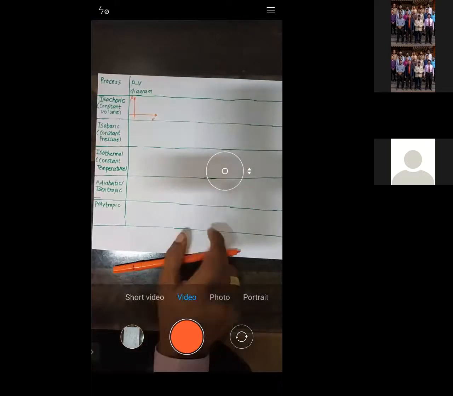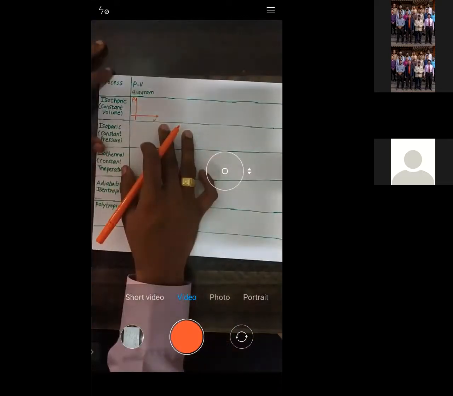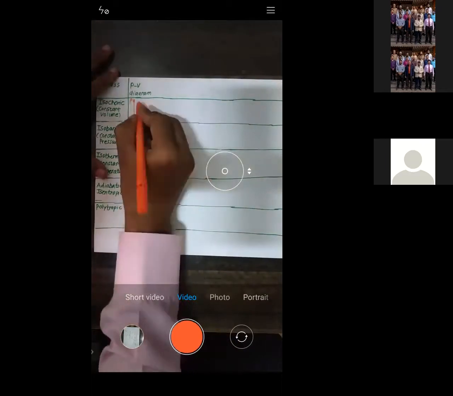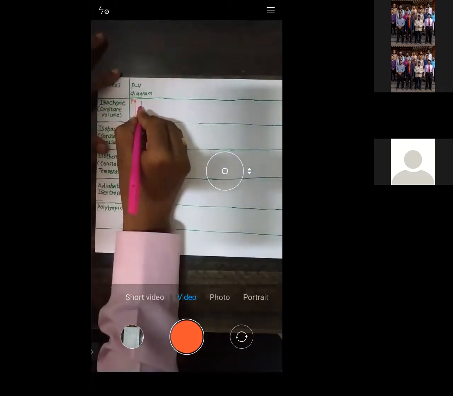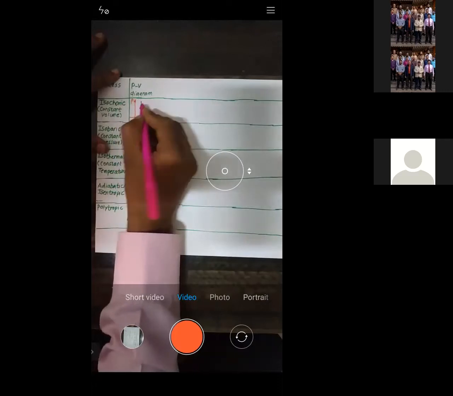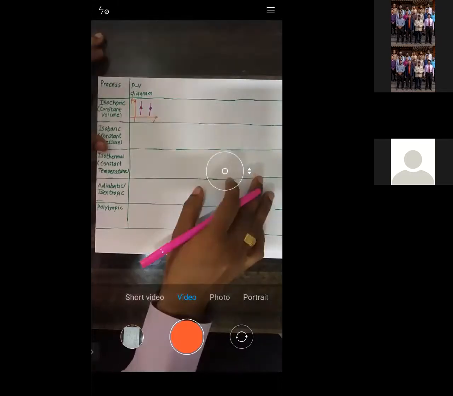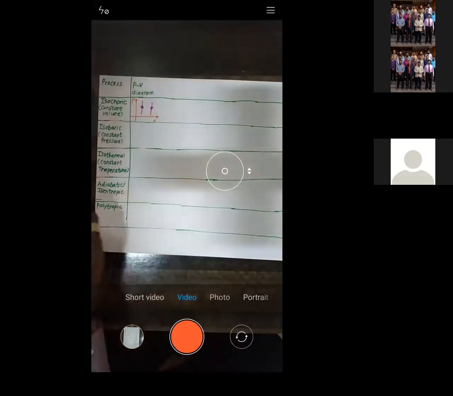Let us start now with the constant volume process. If this is the pressure scale and this is the volume scale, say constant volume, basically it's a vertical line, right? So you might have a vertical line which is going upward, or you might have a vertical line which is going downward. Both ways are possible.